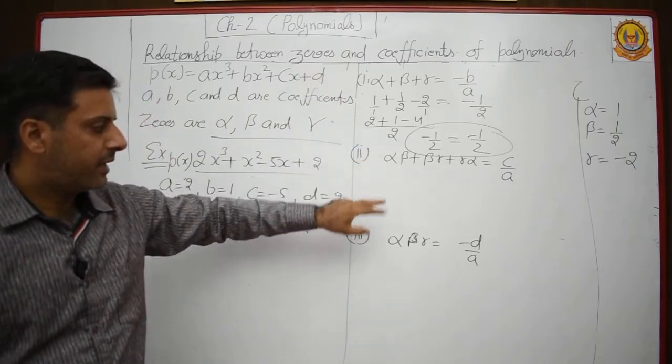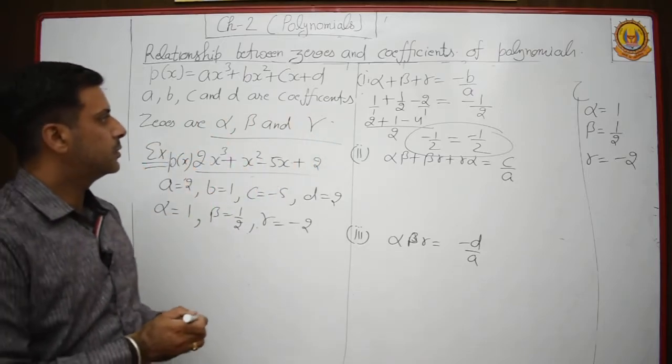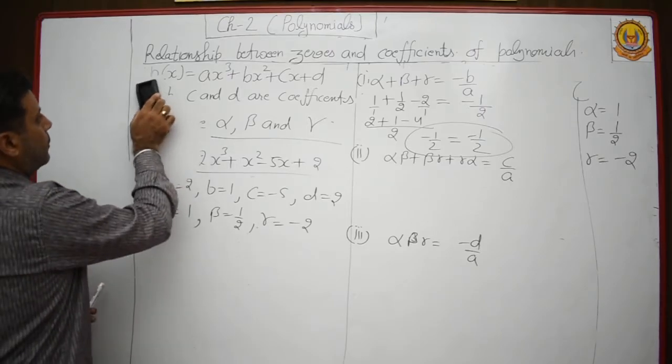You have to verify all 3 relations. You can verify these two relations by putting in these values. This you have to do yourself. So this is another method. Okay.